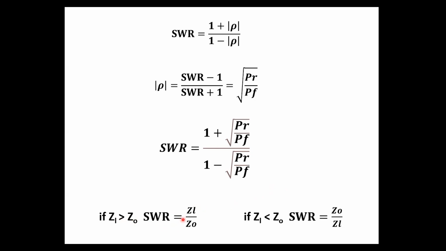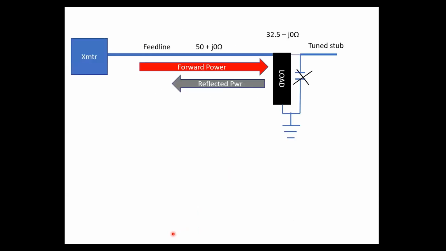So here I'm showing two impedances. This ZL is the impedance at the load. L stands for load. This ZO is the characteristic impedance of the coax or the feed line, whatever it is. So in this case, I would take this complex impedance and divide it by this complex impedance, and that's my SWR. And so I can calculate the SWR. I can do this with a Smith chart.